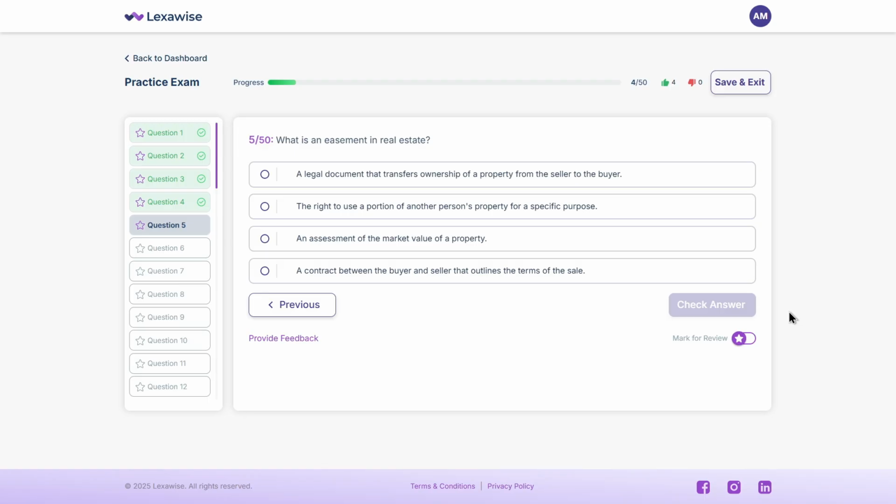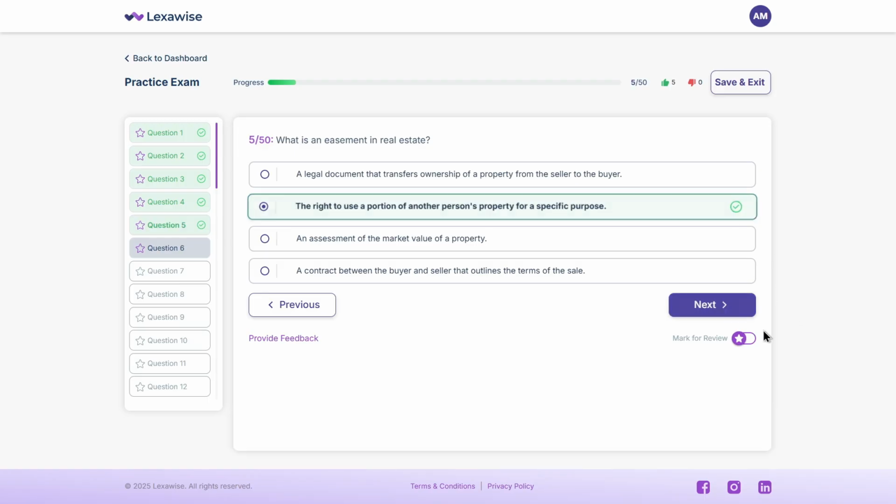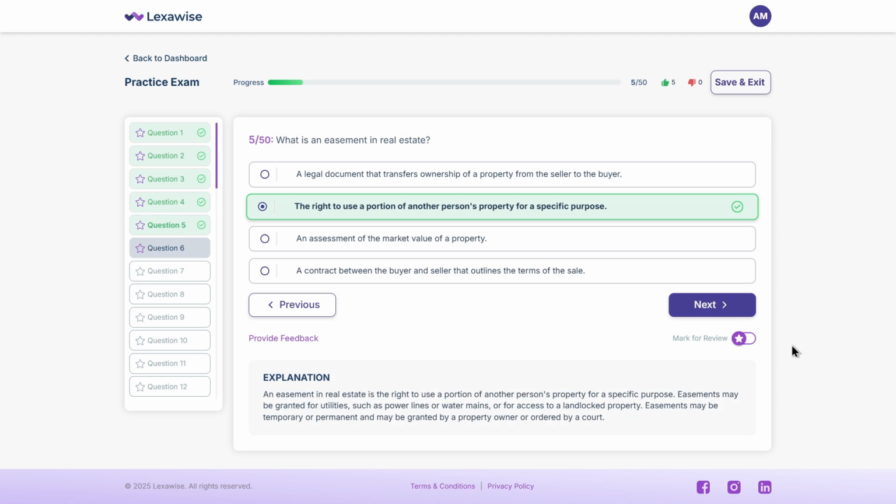The correct answer is B. The right to use a portion of another person's property for a specific purpose. Easements allow one party to use another's property, like for access roads or utility lines, without owning it.